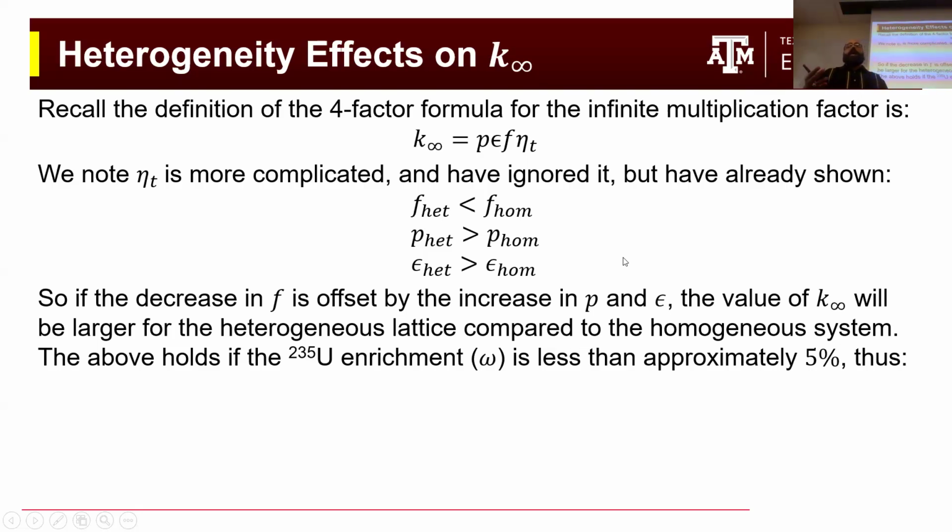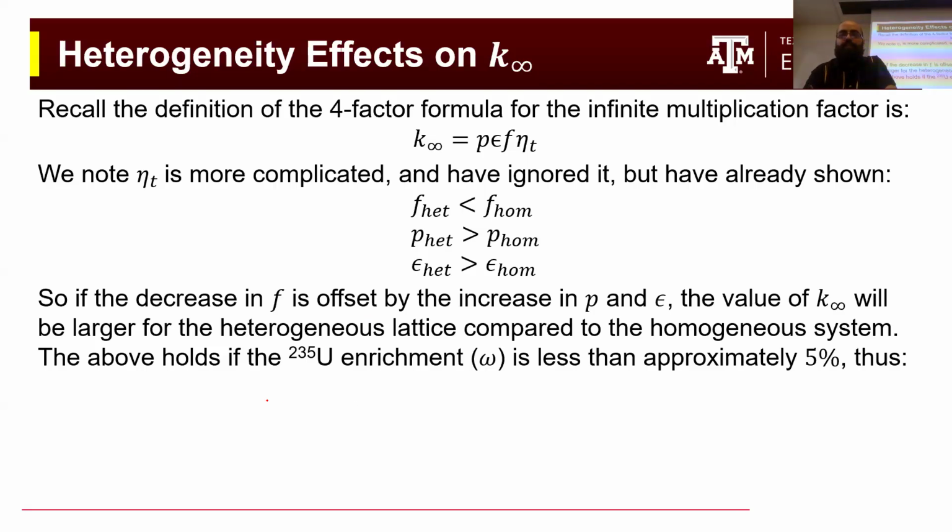So if we want to say in which case K infinity goes up or down, it depends on whether the decrease in F is being offset by the increases in P and epsilon. And it turns out that depends on the enrichment of the fuel. If your enrichment of 235 is less than 5%, then these cases that we've just talked about hold. And if your enrichment is above that, everything flips in the opposite direction.